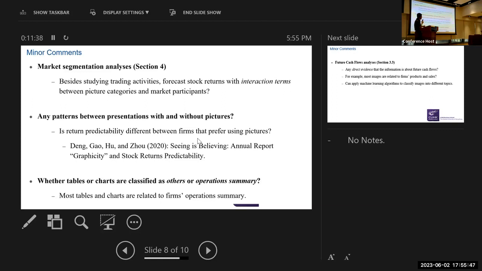So this question is actually motivated by another paper by Meng, Wang and Cheng. What they find is that they compare the annual reports with and without graphic content, and they find the annual report with graphic content has an abnormal stock return. But their explanation is different. Their explanation is about attention and more efficient communication.